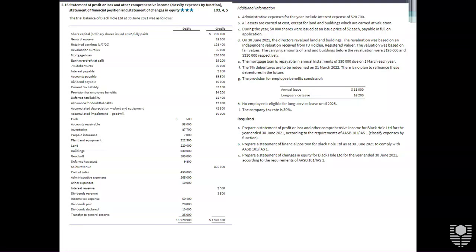Okay, most of you have nearly done, so let's go through that because we've got quite a bit to do. So we've got share capital, we know that's equity. Your general reserve, that's an equity item. Retained earnings is equity. Your revaluation surplus, equity.